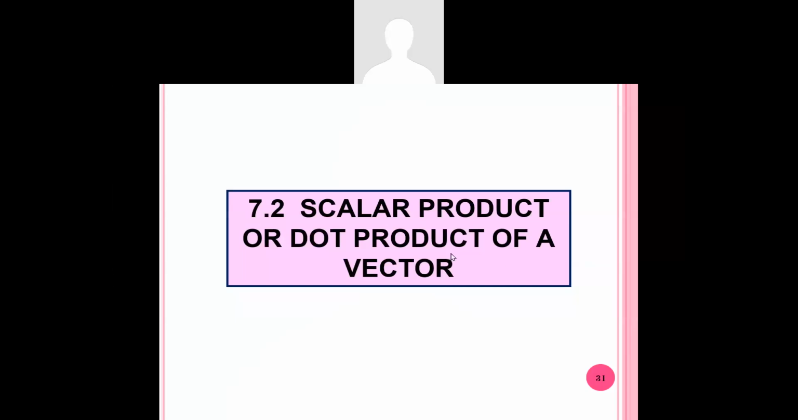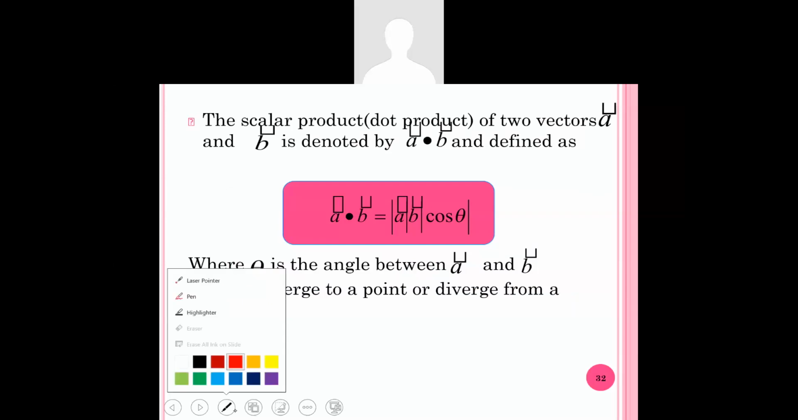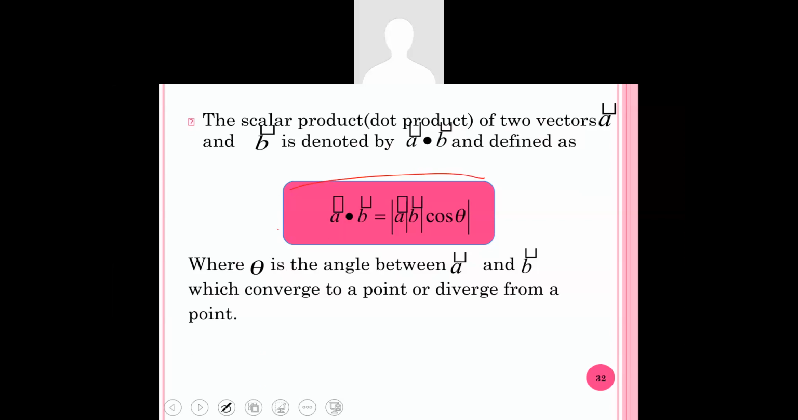Okay, so we're back with the second part of the vector lecture. In the second part, we're going to look at the scalar product, also known as the dot product. The scalar product or dot product of two vectors A and B is denoted by A dot B, and it is defined as the modulus of A multiplied by the modulus of B multiplied by the cos of theta, where theta is the angle between the two vectors A and B.